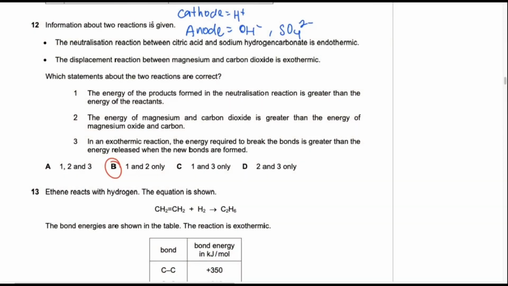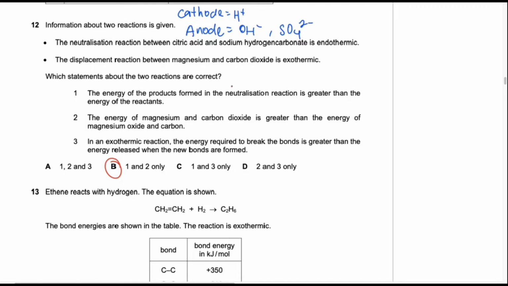Information about two reactions is given. The neutralization reaction between citric acid and sodium hydrogen carbonate is endothermic. The displacement reaction between magnesium and carbon dioxide is exothermic. Which statements about the two reactions are correct? The energy of the products formed in the neutralization reaction is greater than the energy of the reactants.